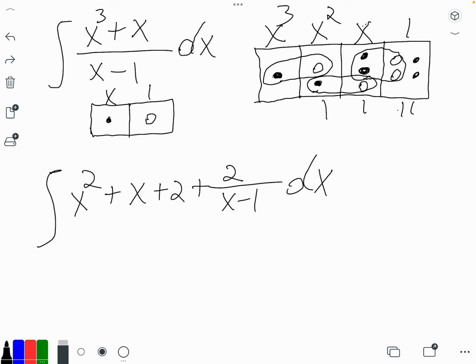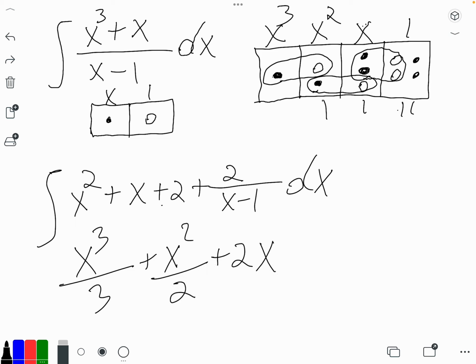And now this integral is going to be super simple to integrate. The integral of x squared is just we add 1 to the exponent and divide by that, so we get x cubed over 3, and then the integral of x is just going to be x squared over 2. The integral of 2 is just going to be 2x, and then the integral of 2 over x minus 1, that's just a simple u sub, letting u be equal to x minus 1, then du is dx, and the integral of 1 over u is the natural log of the absolute value of u. So in this case, we get plus 2 times the natural log of the absolute value of x minus 1, and then, of course, plus a constant.